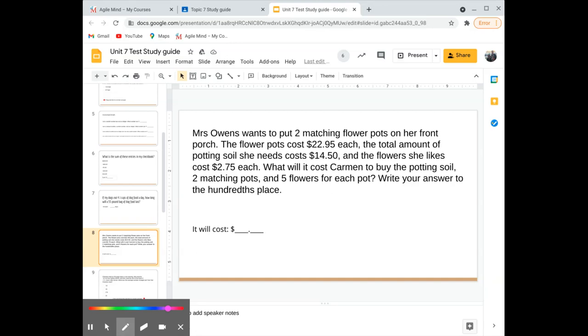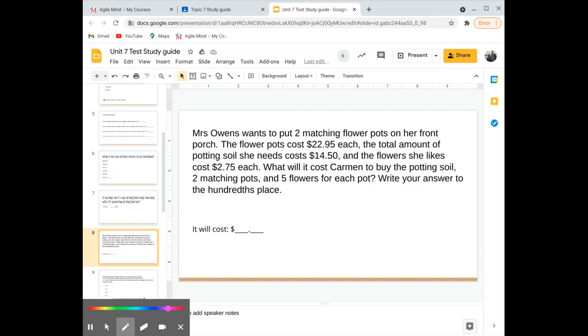Miss Owens put two more matching flower pots on her front porch. The flower pots cost $22.95 each. The total amount of potting soil she needs costs $14.50, and the flower she likes costs $2.75. What will it cost Carmen to buy the potting soil, two matching pots, and 5 flowers for each pot? Write your answer to the hundreds place.